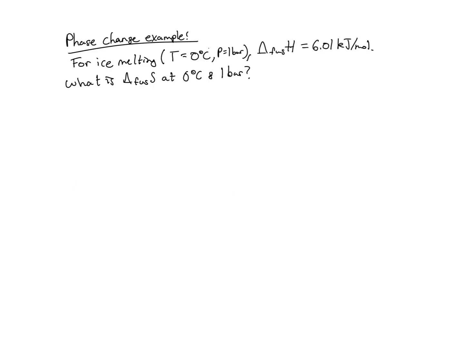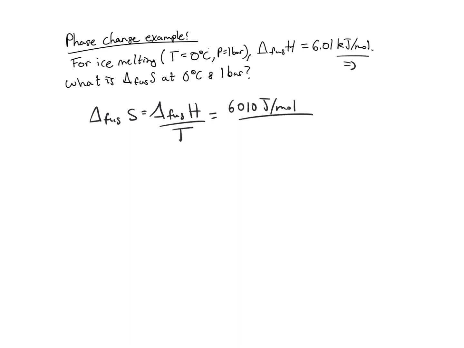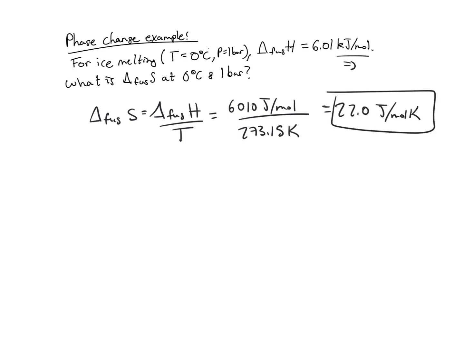Okay, here's a nice example. Using the equation, we can get the delta fusion S for ice melting. Units-wise here, it's useful when we plug in to go to joules. So this is 6010 joules per mole over 0 Celsius, which is 273.15 Kelvin. We always need to use Kelvin in here. And our final answer is 22.0 joules per mole Kelvin.